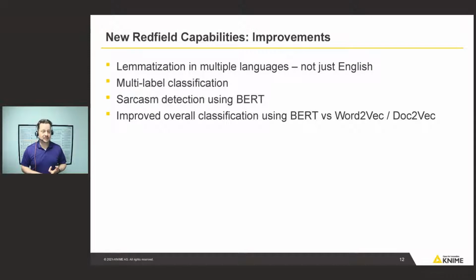So I mentioned the lemmatization now supported in multiple languages, not just English. That really opens a wide door to allow you to do new things using text processing in Knime. You could do multi-label classification in Knime now where you couldn't before. If you really want to get sophisticated, you can do some things like sarcasm detection using these pre-trained BERT models. And just overall, when you're looking at classification results using a model, BERT is state of the art. It performs a lot better than the existing word2vec and doc2vec approaches that we've had in Knime. So all of these nodes and these extensions coming in are really adding some new capabilities that are going to allow you to do some interesting new things.